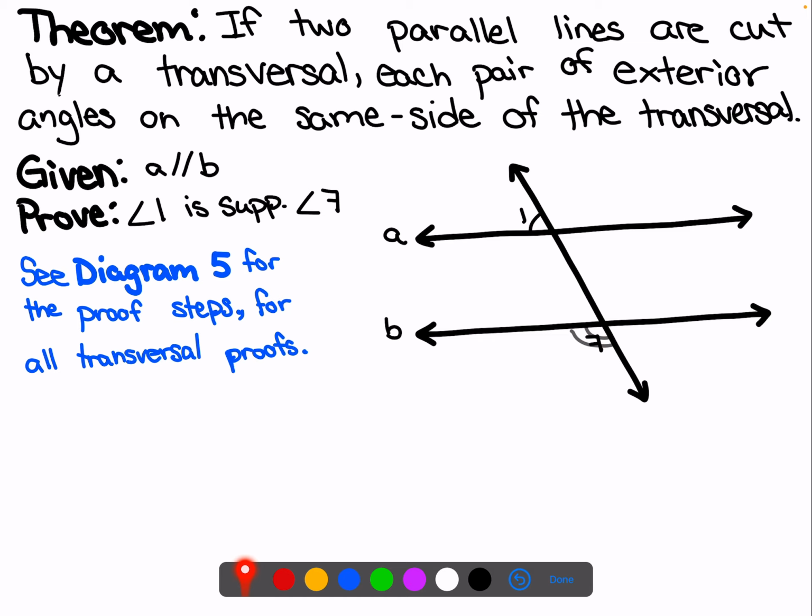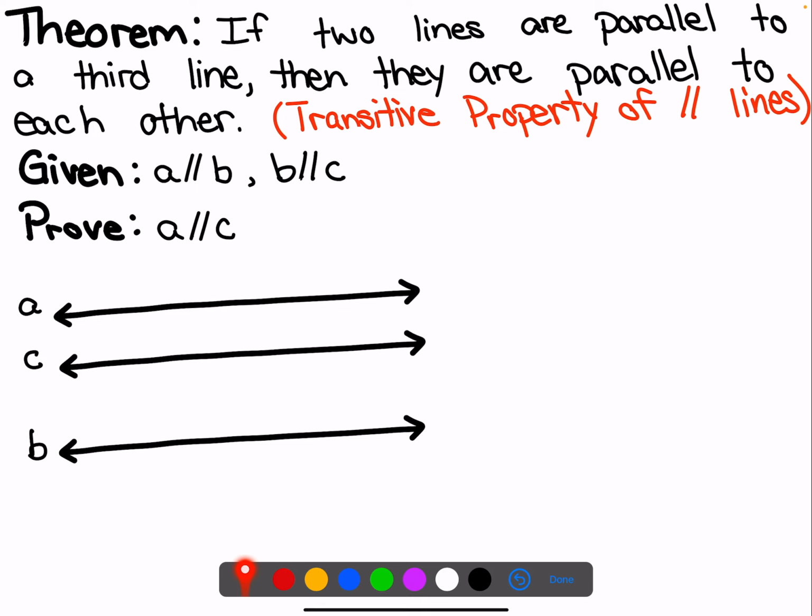All right, next up, we have a theorem that I would like you guys to write down. This is the transitive property of parallel lines. It says, if two lines are parallel to a third line, then they are parallel to each other. And in fact, we'll use this one later on today. So, given that A is parallel to B, and B is parallel to C, well then A will be parallel to C. So this is just the transitive property of parallel lines. If two lines are parallel to each other, and one of them is parallel to another line, then all three are parallel to each other.